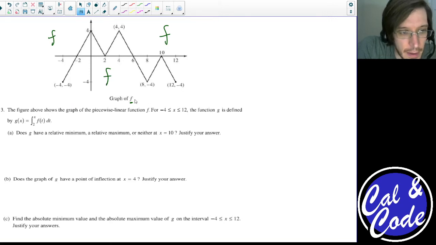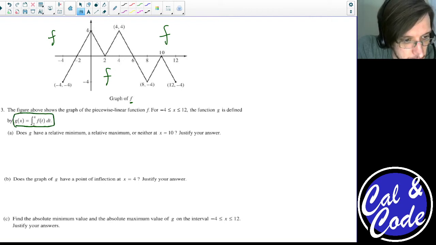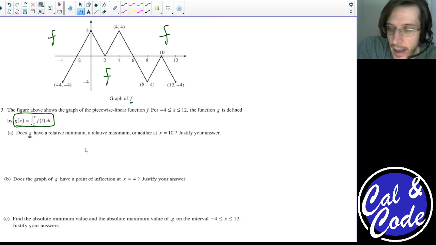And the function g is defined by this integral. So there's g. g is the integral from 2 to x of f of t dt. And the first thing they ask me is, does g, not f, does g have a relative minimum, relative maximum, or neither at x equals 10?